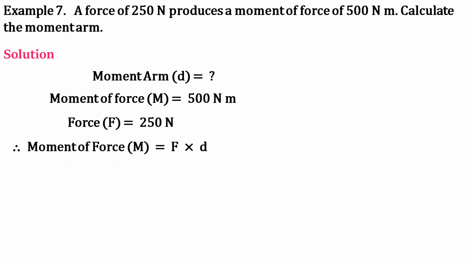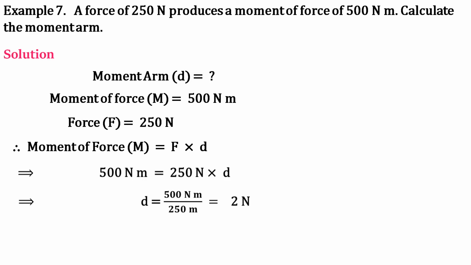We'll again use the same formula. M is equal to F into D. We'll substitute the values. M is 500 Newton meter, F is 250 Newton and D is unknown. So D as it is. Now we'll change the subject of the formula to D. D becomes equal to 500 upon 250, which is 2 meter.